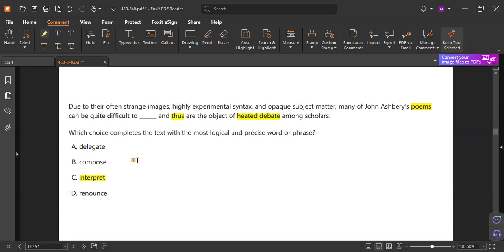If you would like to know why it's difficult, go back. Strange images, highly experimental syntax, the grammar and the structure very difficult. You see it, highly. And look, opaque subject matter. Subject matter is not so clear to readers. That's why it's so difficult to understand. Not to refuse it, not to delegate, not to compose. Compose is to write, to structure the poem from the word composition, not compose as chemicals. So it's letter D.